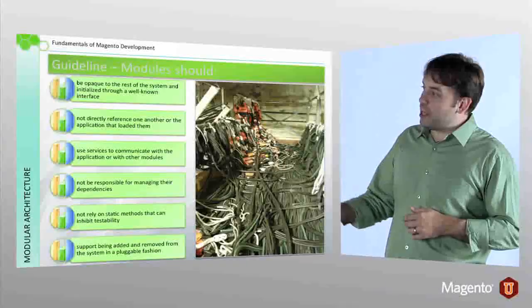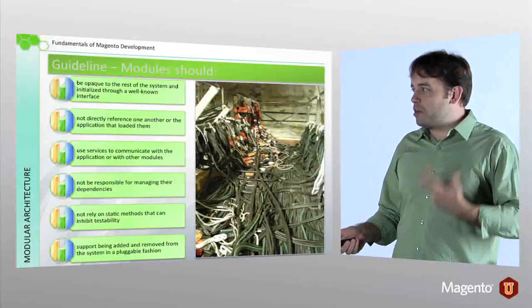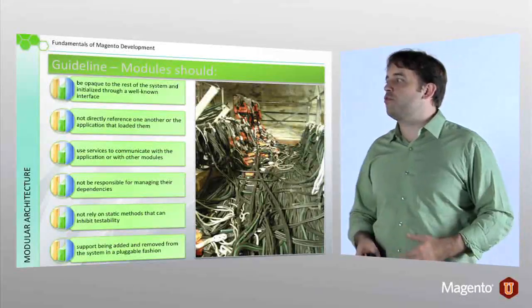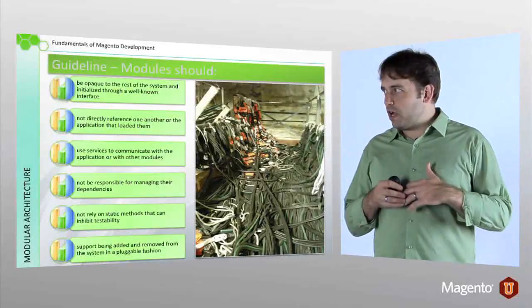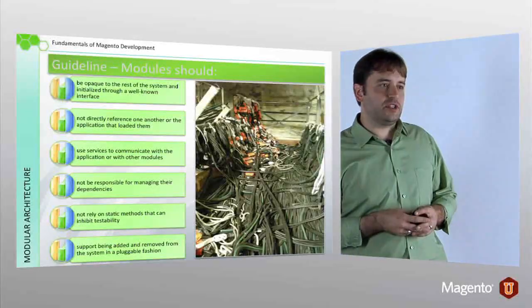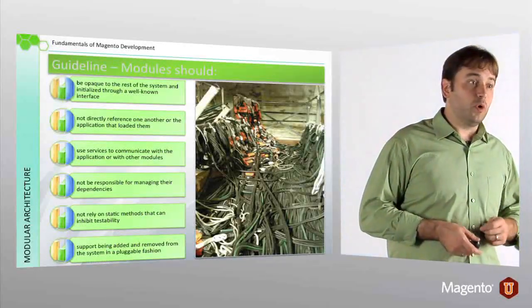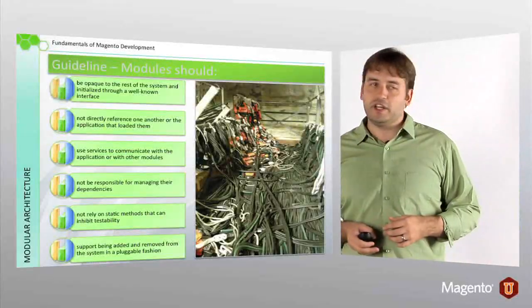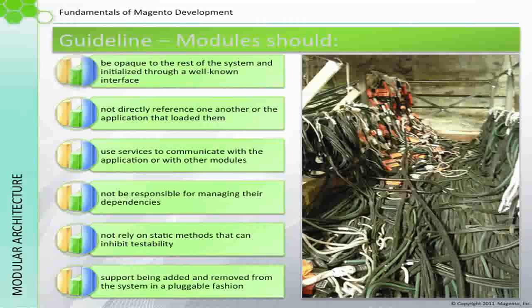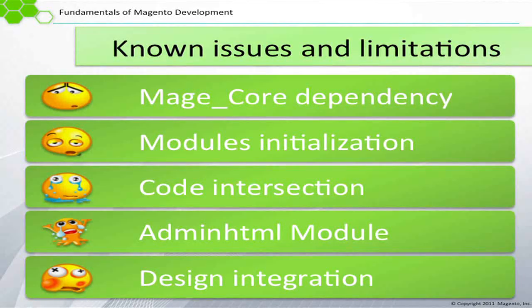And I guess this last one is a big one. Modules should support being added and removed from the system in a pluggable fashion. This to quite a degree exists in Magento. There are a couple of pitfalls. We'll be looking at an example of this when we get into attributes and database. But in general, you should be able to activate, deactivate, and entirely remove a module with very minimal effect on the system. So, now that we've set the guidelines, let's talk about how Magento doesn't always follow these guidelines.